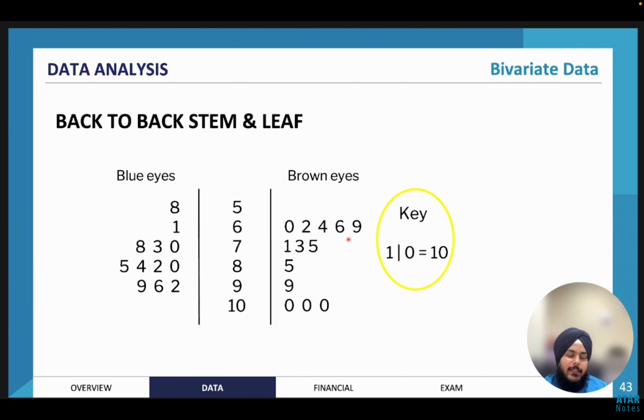Next, we have back-to-back stem and leaf plots. So in this case, we again have two variables. We have not only the eye color, we also have the frequency, or how many people have that eye color. So in this case, we have another stem and leaf plot. So here we have the stem, 5, 6, 7, 8, 9, 10. And then we have the leaf, which represents the actual values.